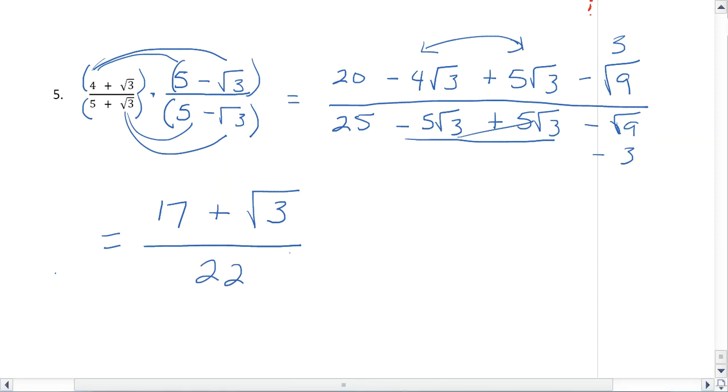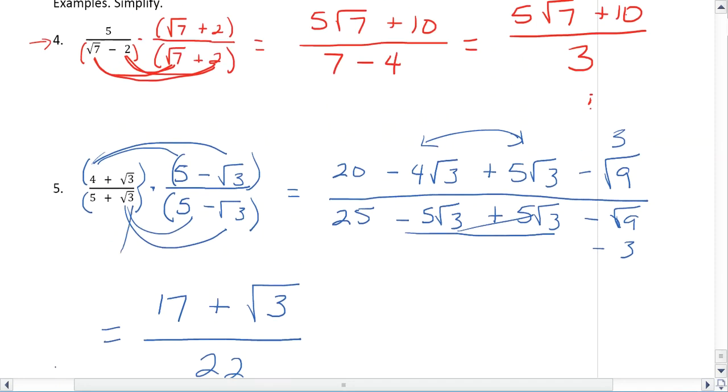So I'm just pausing for a moment to see if there's any simplifying. This 3 can't be simplified, and remember, it's all or nothing to reduce, so this is my final answer.